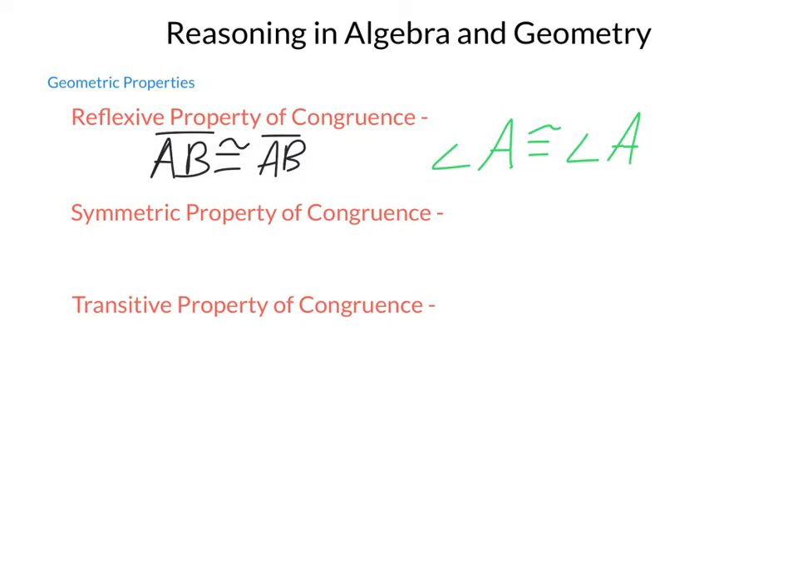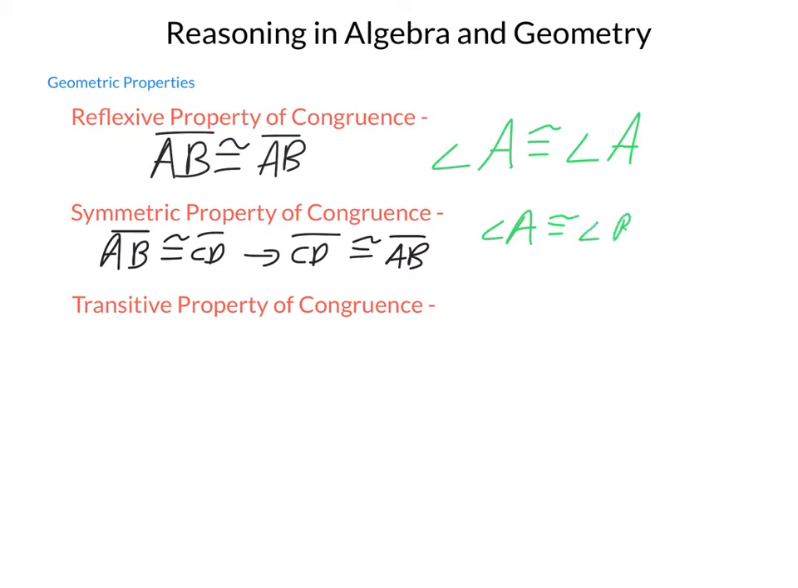Symmetric property, when I'm looking at line segments, symmetric property says that if line segment AB is congruent to line segment CD, then line segment CD would have to be congruent to line segment AB. Similarly, with angles, if angle A is congruent to angle B, then angle B will be congruent to angle A. Simple back and forth between those concepts.